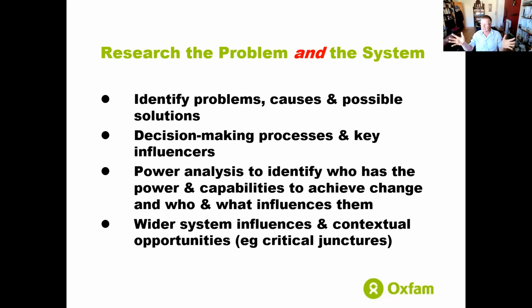So researching the problem, obviously, that's what research does. We have a problem with climate change, we have a problem with tax evasion, we have a problem with adaptation, we're going to research it. But you also need to research the system into which your proposed solutions are going to drop. So you identify problems, causes, and possible solutions, but you also look at how decisions are made and who influences those decisions. And you use something we call power analysis, I'll explain this in a minute, to identify who has the power and capabilities to achieve the changes you're seeking. And who do they listen to? What influences them? Who influences them? And then the wider system is sometimes resistant to change and sometimes very open to change. So you need to understand the kind of tides in the wider system to know when your research is most likely to have impact.